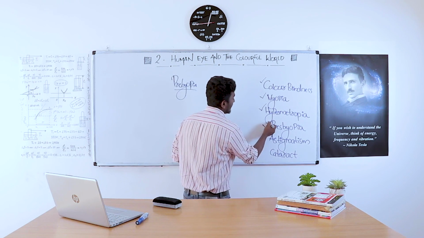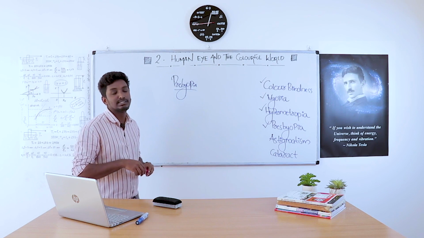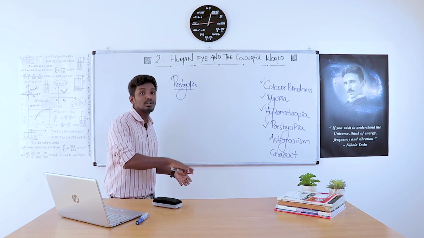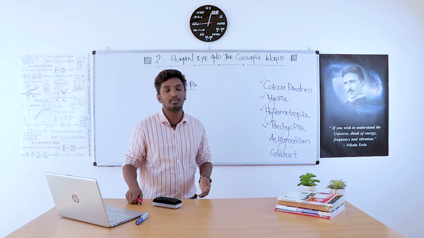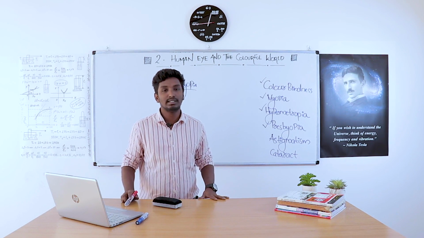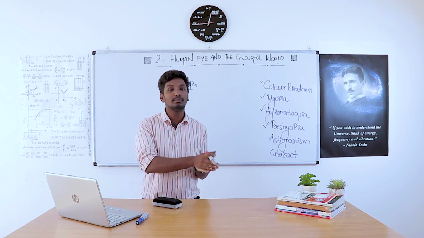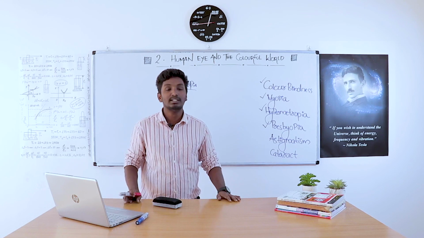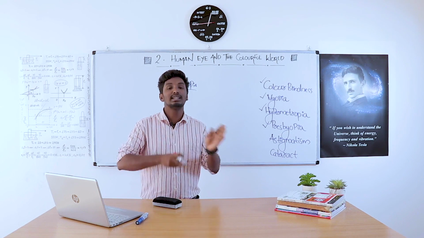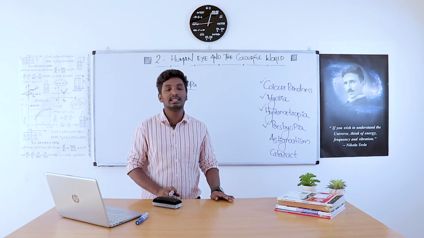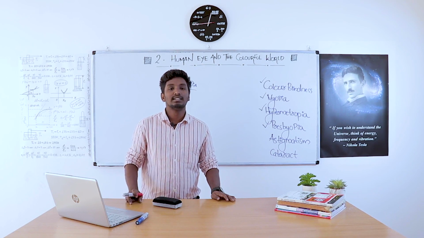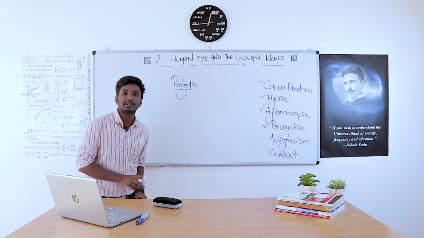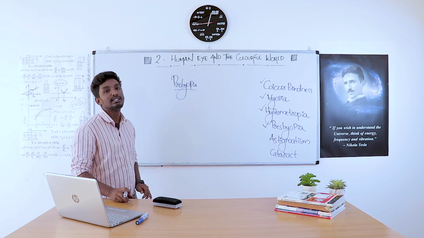So if you have a question in your exam such as: a person is affected by both myopia and hypermetropia, what is the condition called? So he cannot see nearby objects clearly, and he cannot see far objects clearly. What is the condition known as? If a question is asked like this, then the condition is known as presbyopia.